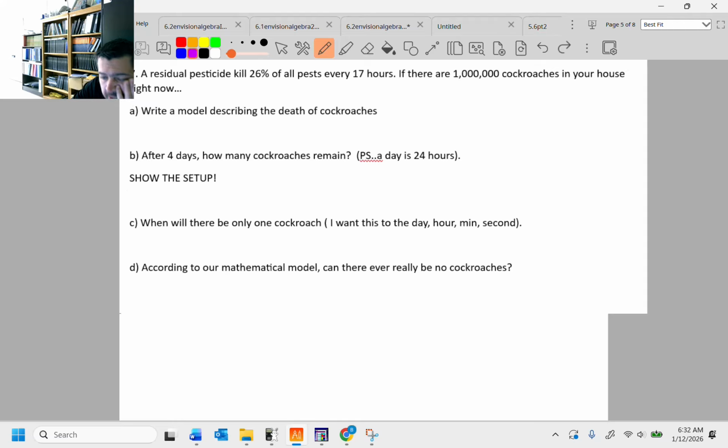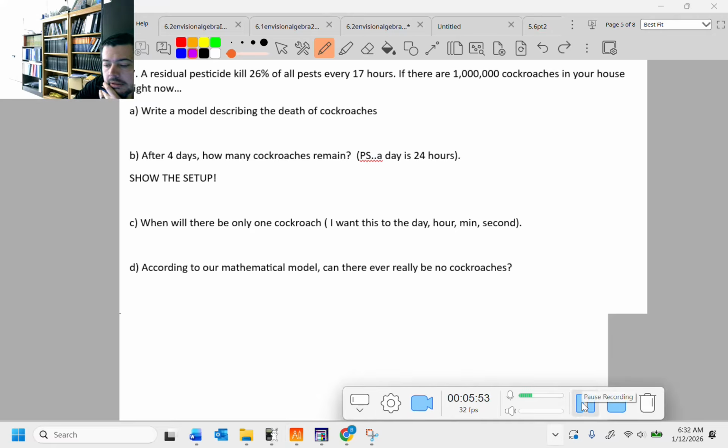Let's do the pesticide one, because it's decay, and it would get asked. A lot of these would get asked, period. Be right back. A residual pesticide kills 26% of all pests every 17 hours.